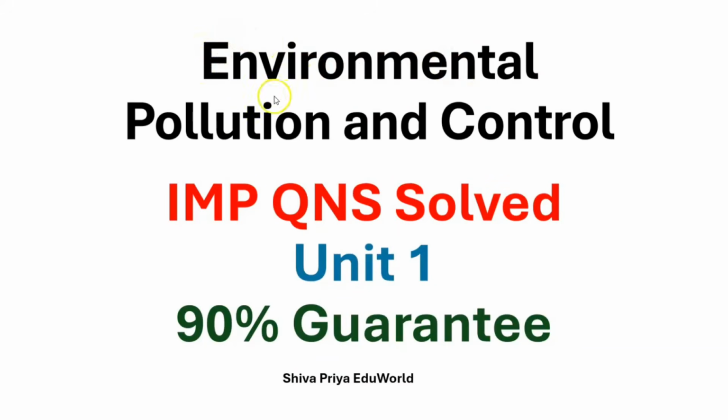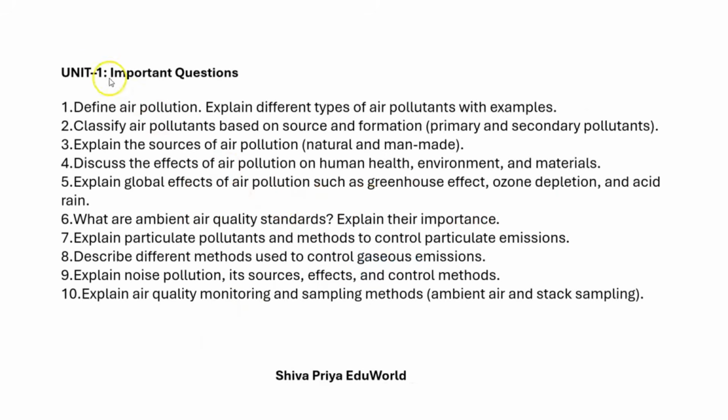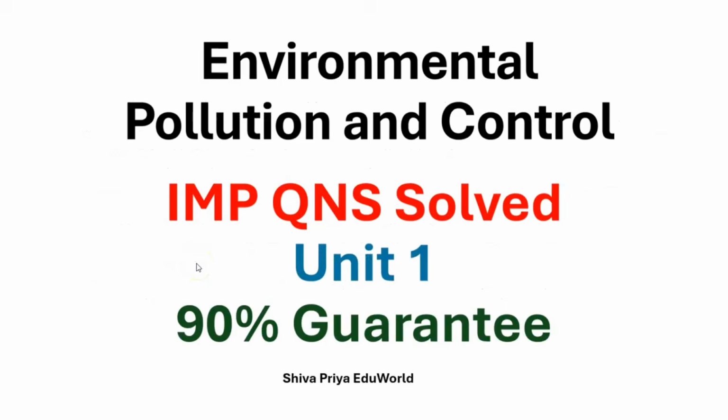In this video, I'll discuss environmental pollution and control, which is there in JNTUH in 4th year 2nd semester. I'll discuss Unit 1 important questions along with their solutions as well. If you watch this video till the end, for sure you will score 90% and above, because I have covered the 10 questions in such a way that they will cover the complete syllabus of environmental pollution and control of Unit 1. Clear? Make sure you watch till the end to score more and you can easily pass as well.